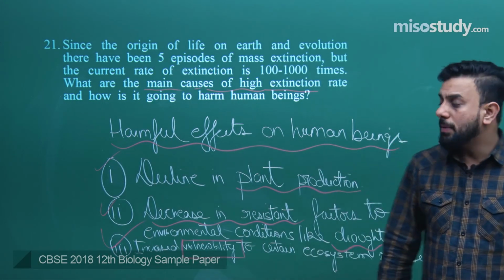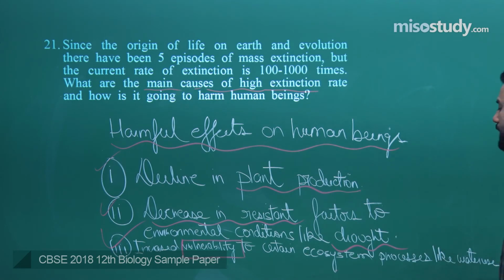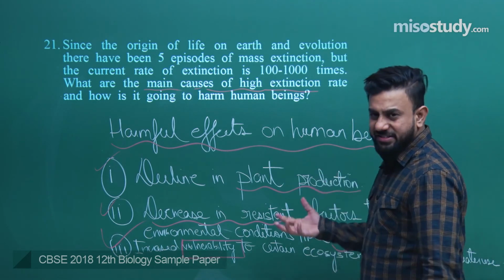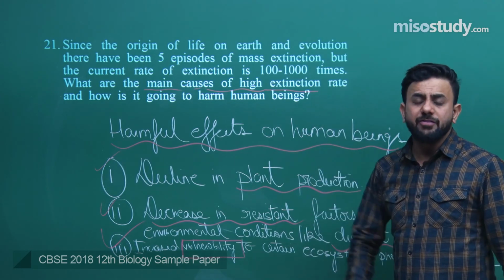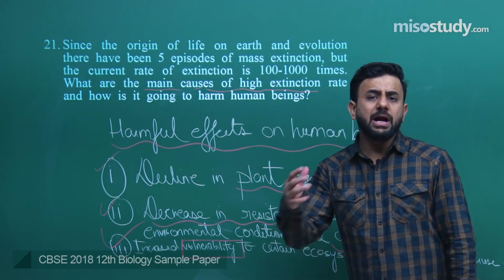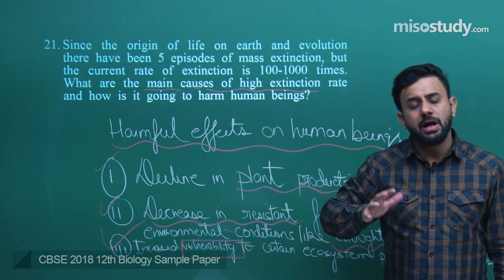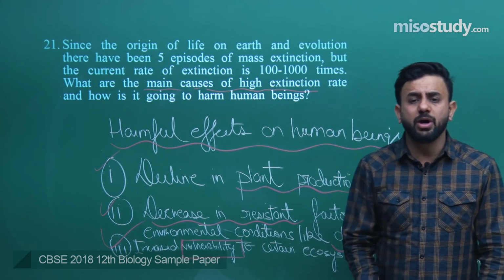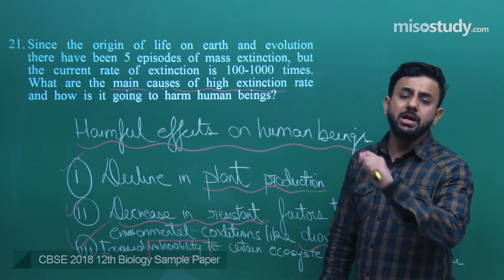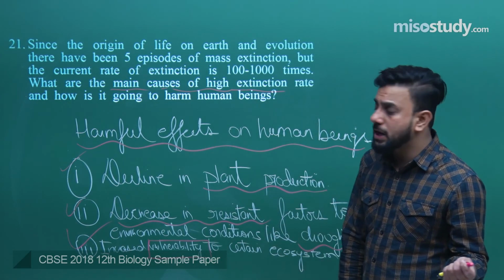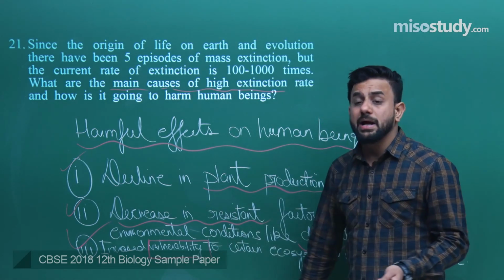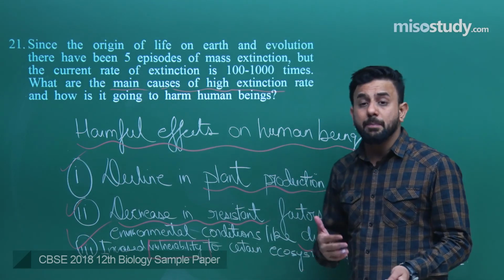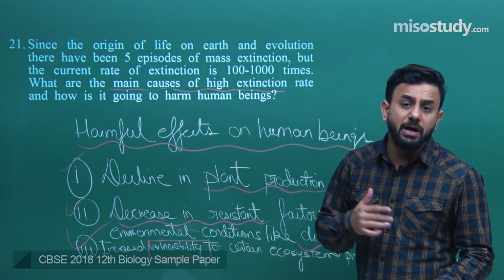The first one which we talk about is a decline in the plant production. Yes, if we are making the species extinct, if you are cutting down the forest, the main reason of extinction is what? Habitat loss and fragmentation, overexploitation. We are cutting down forests, removing trees, removing the natural habitat. So if the trees are coming down, there will be a decline in plant production. If there is a decline in plant production, it will affect the human beings, my friends.